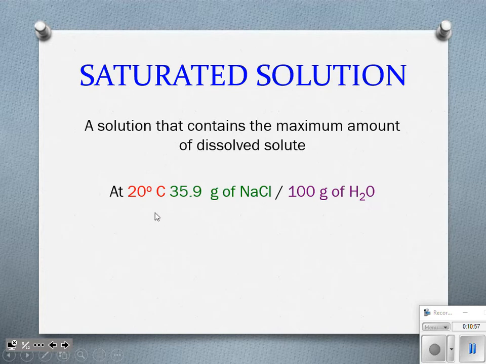Right here's another one. At 20 degrees Celsius, I can dissolve 35.9 grams of sodium chloride in 100 grams of water. Now, what would happen if I would say, okay, I've got 200 grams of water? How much could I dissolve? I would double that, right? 35.9 times 2. What if I would only have 25 grams of water? What would I do to that 35.9?